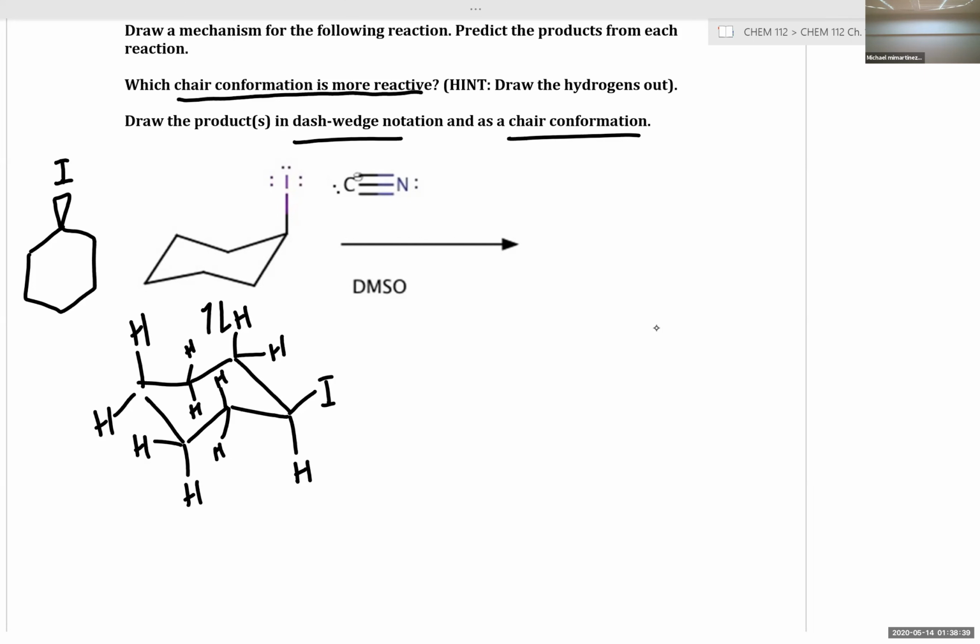Don't be shy to propose your solution. It would be a great starting point for the discussion. We have one student proposing that the axial position is more reactive. Okay, that's that. So are there any other responses? Would anyone like to draw out the proposed product from this reaction?